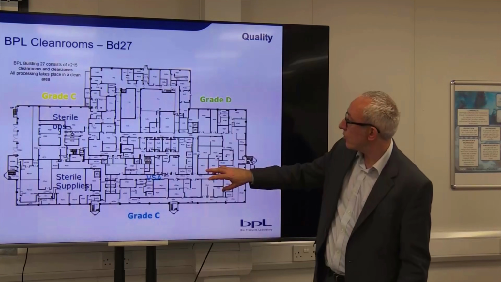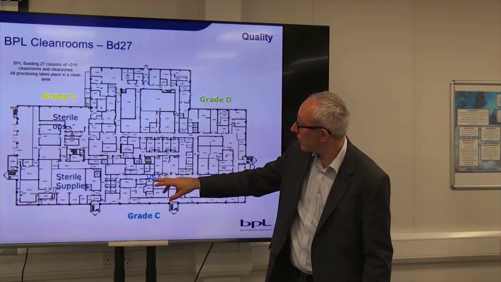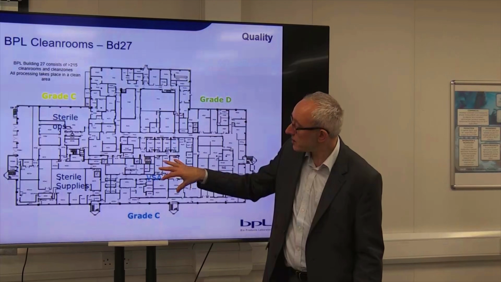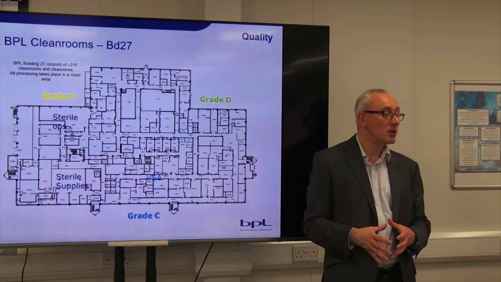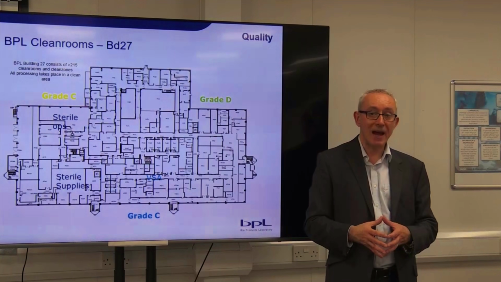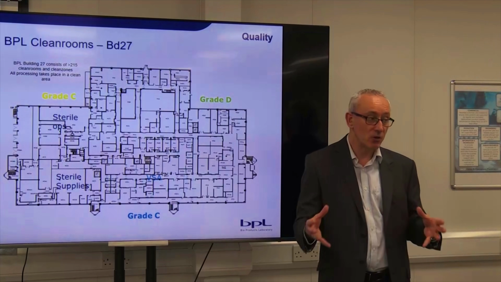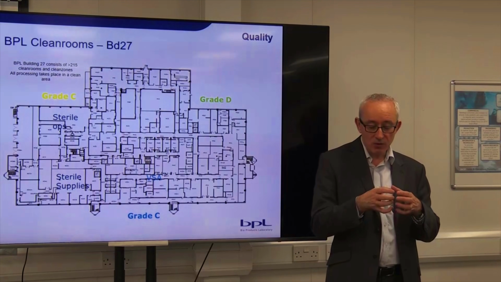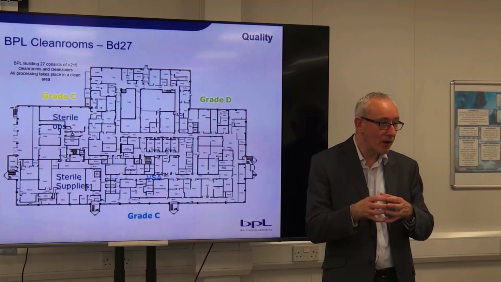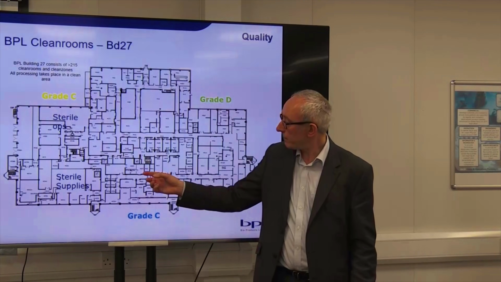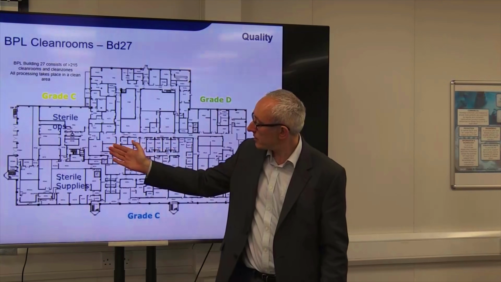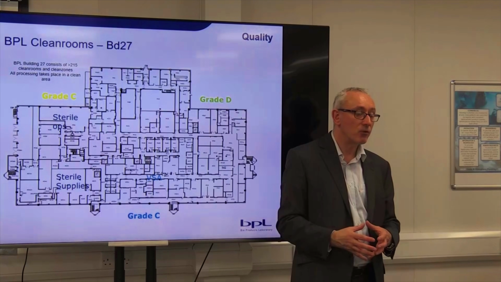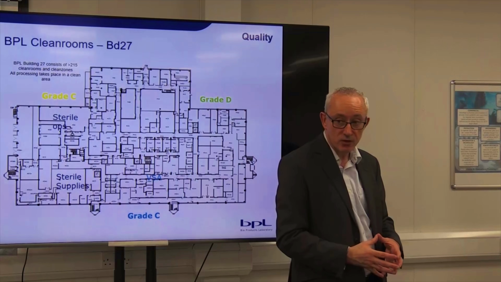Then we move into grade C areas, which are highlighted in this blue area here and over here. And in these areas, the product undergoes its formulation. So the active ingredients are added, the buffers are added, the mixing takes place, the purification. And we get to what we call the bulk product. Then the product is filtered into here, which is the grade B area, and that filtration is sterilising filtration.